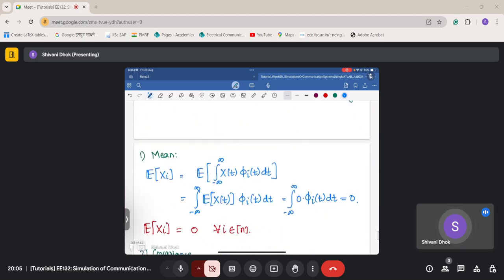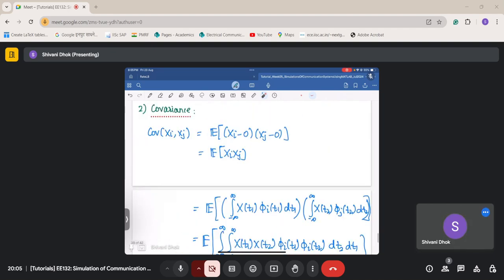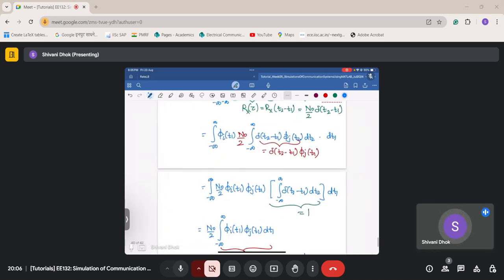And we have seen this integral earlier. Since these are orthogonal, or rather orthonormal functions, the integral of phi i of t into phi j of t is equal to 1 when i equals j, and otherwise it is equal to 0. So this particular integral here is equal to 1 if i equals j, and is equal to 0 if i is not equal to j. Therefore this comes out to be equal to N0 by 2 when i equals j, and equal to 0 when i is not equal to j. So this is what we have obtained now.